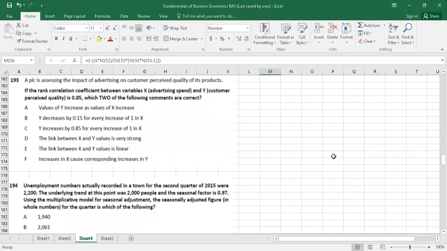193. PLC is assessing the impact of advertising on customer perceived quality of its products. The rank correlation coefficient between variable X and variable Y is 0.85. Which two of the following statements are correct?